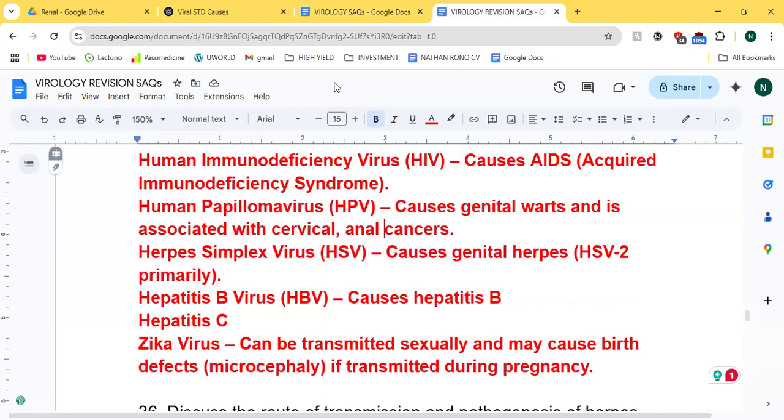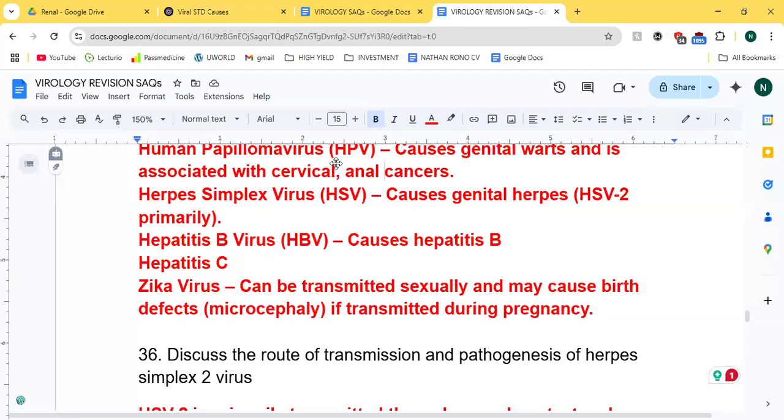Okay, I saw someone say E. E is not sexually transmitted. E is fecal-oral. Both hepatitis A and E are fecal-oral. Okay, so it's B and C.